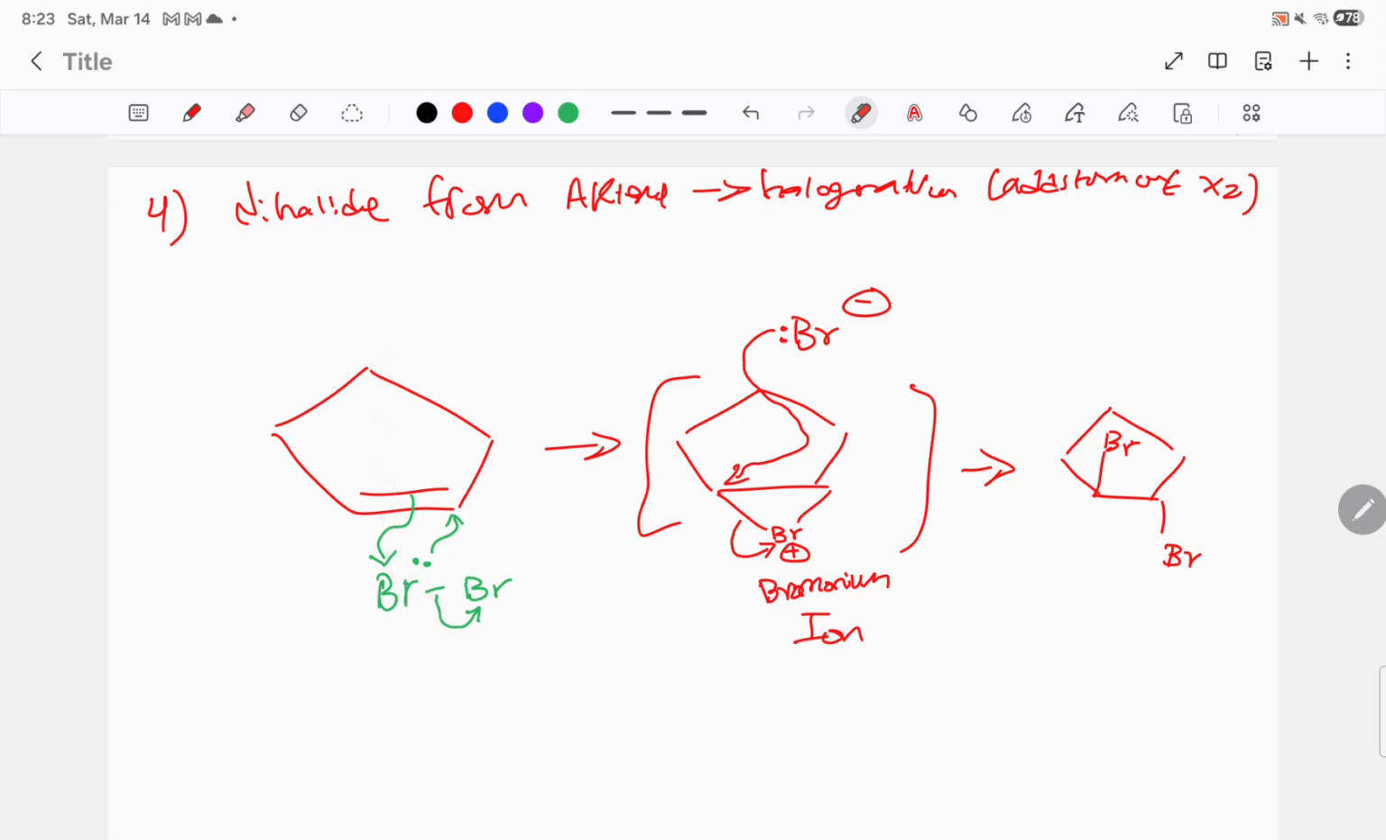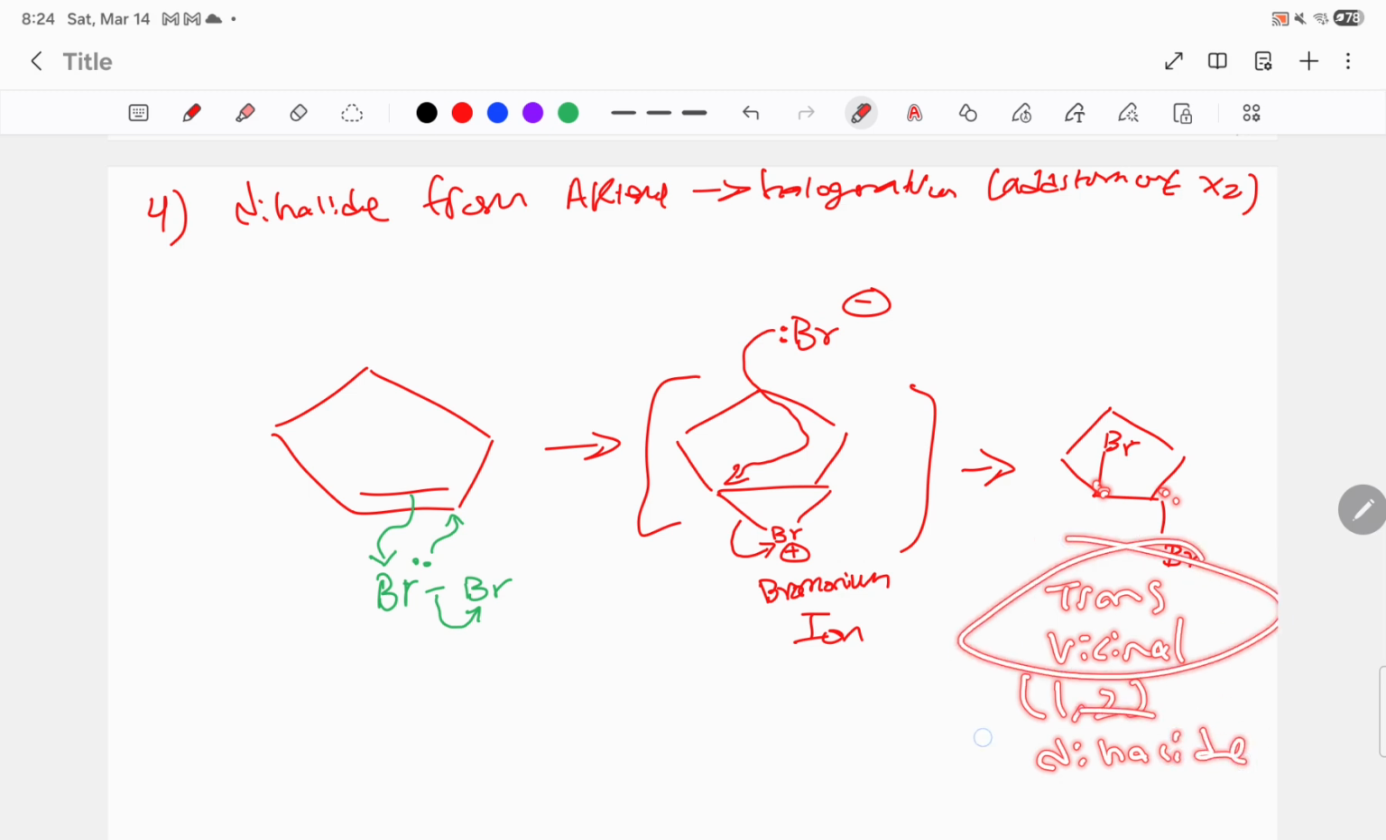So, again, it is important to understand that we form a trans vicinal. Vicinal just means that they are adjacent to one another, so that we would write that as 1,2 dihalide. So transvicinal dihalide, again, vicinal meaning they're adjacent to one another.